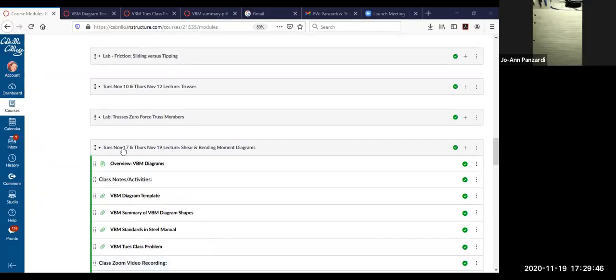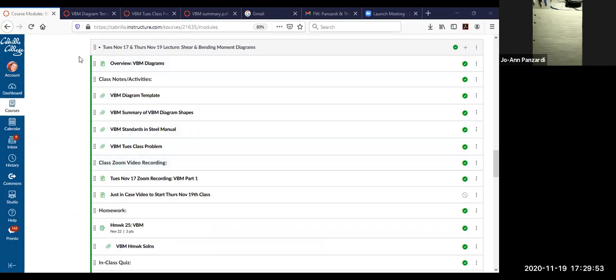Okay, so I'm in our Tuesday, November 17th lecture, which is on shear and bending moment diagrams. We're going to go over the overview in a little bit, but I wanted to point out some things that are posted. One is the shear and bending moment diagram template. Let me just pull it up. I have it opened already.